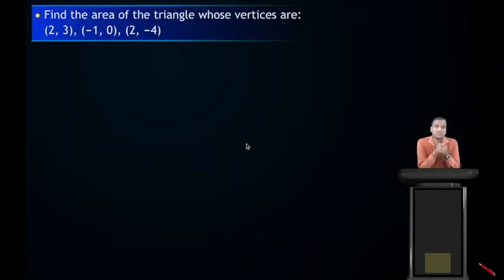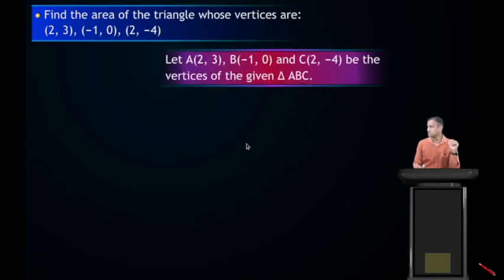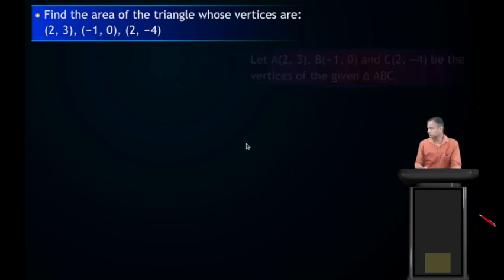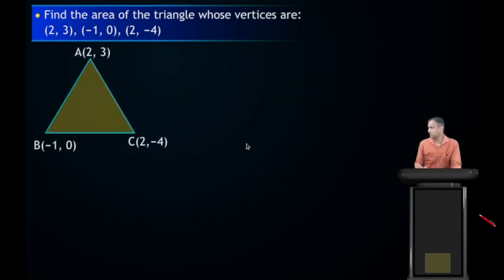Okay, students, now there is a question. It is based on the formula of the area of a triangle. Find the area of the triangle whose vertices are given. So let's start. What is given to us? Let A, B and C be the vertices. So we can write this as x1, y1, x2, y2 and x3, y3.